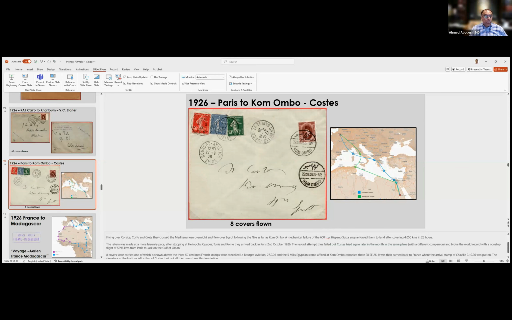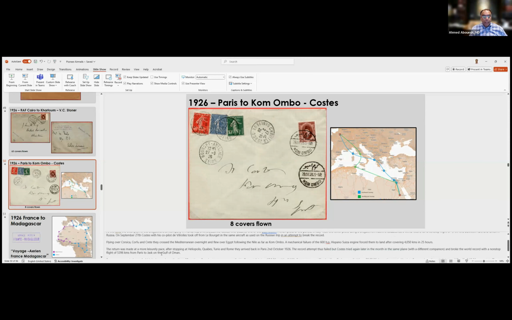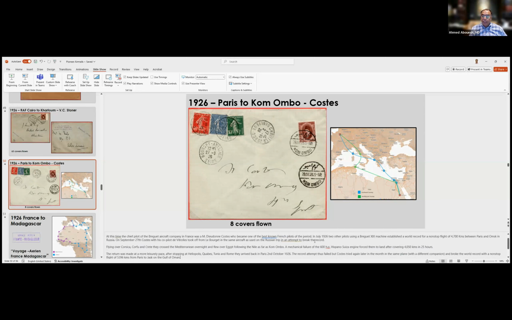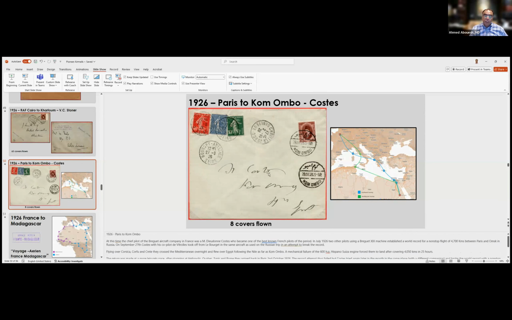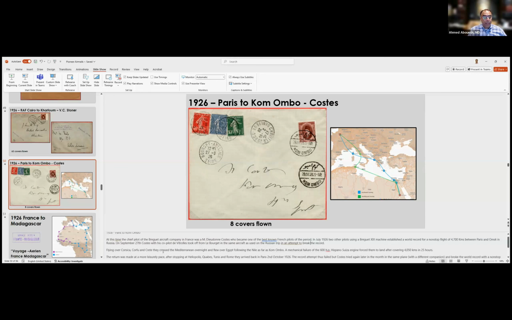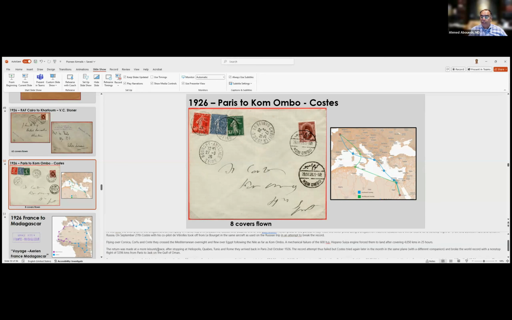He would later try, and he was trying to emulate a record flight that had happened a couple of months ago, where two pilots had flown non-stop for 4,700 kilometers between Paris and Omsk in Russia. And he would eventually break the record of flying from Paris to Jask on the Gulf of Oman, flying 5,396 kilometers.